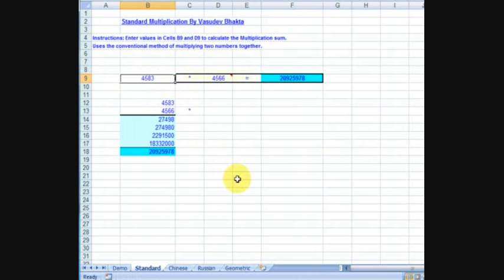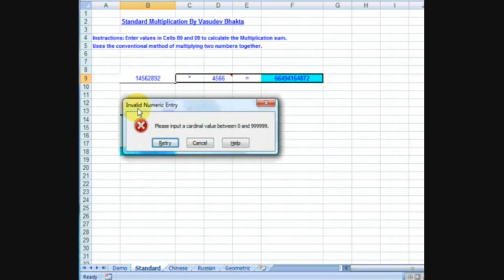So let's enter some values into the editable cells. If you enter an extremely large value, it will show a pop-up dialog with an invalid numeric entry. Please input a cardinal value between 0 and 999,999. So just click retry to enter a value between the range specified. It's just the data validation check that's happened here, so it's restricting you to using specific types of numbers only.